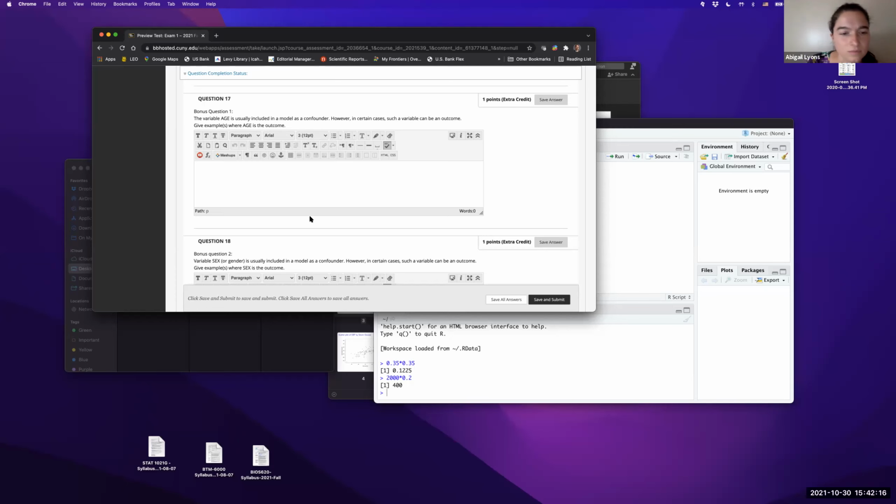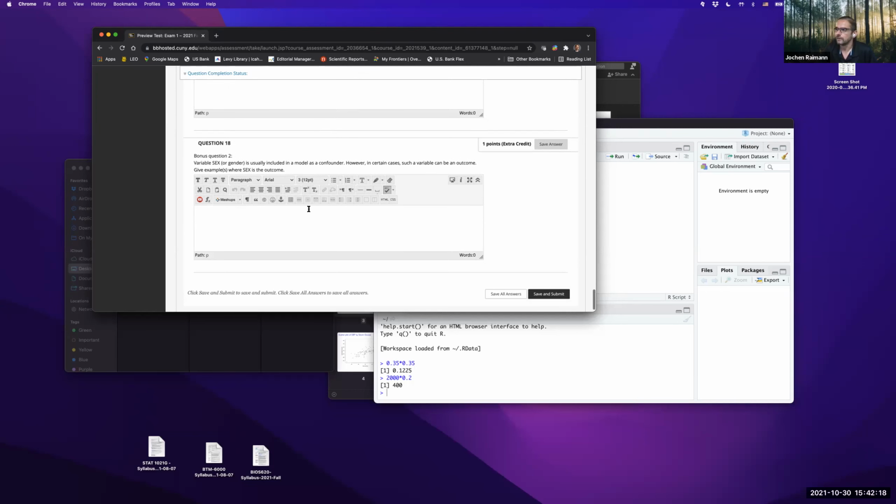That's what was meant. Okay, same question here. The variable sex is usually included in a model as a confounder. In certain cases, such a variable can be an outcome. Give an example. In prostate cancer, it mostly affects men, or it always affects men, right? Prostate cancer, or breast cancer, how is it gender specific?